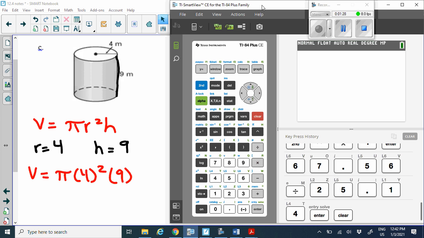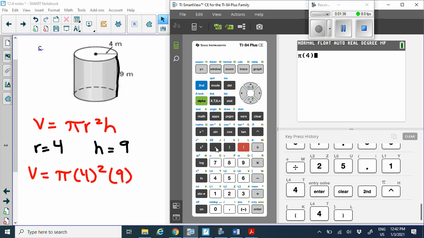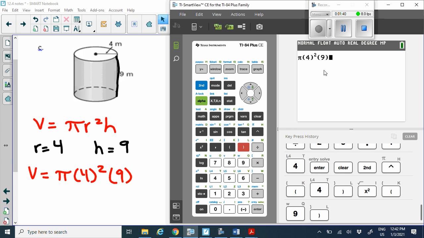So remember when we did surface area, to do pi, we're going to do second and then the caret key. Then we're going to have 4 squared and then parentheses 9. So kind of how I wrote it out here, I'm going to do exactly the same thing in my calculator. Make sure you do use pi and not just 3.14, because you're actually going to get a more accurate answer when you use that. So make sure you do so.